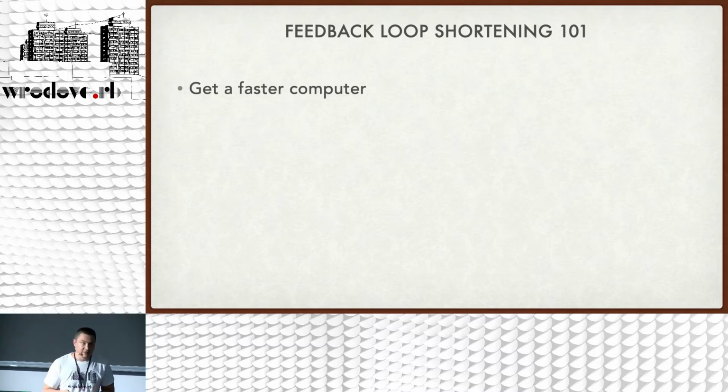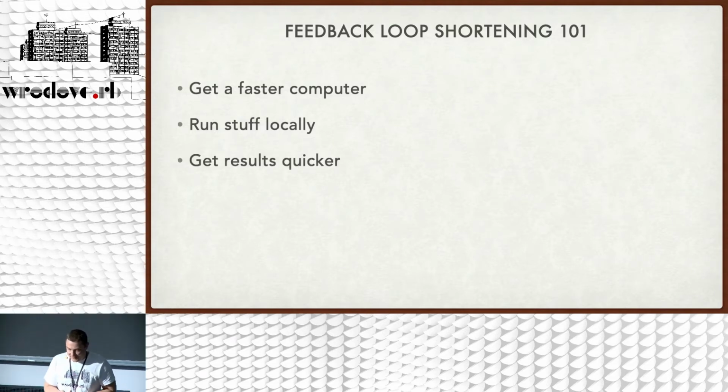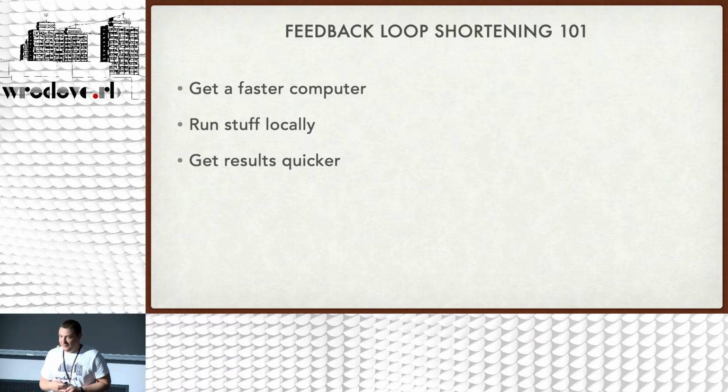One of the things would be, well, to throw money at the problem. This is the easiest part. Well, computers are cheap, developers are expensive. Get a better computer. Second thing would be to run stuff locally. This is very simple in concept, very difficult in execution for some people. And the third part is to get the results quicker, which is easier said than done. Each one of those requires more work than the previous one.